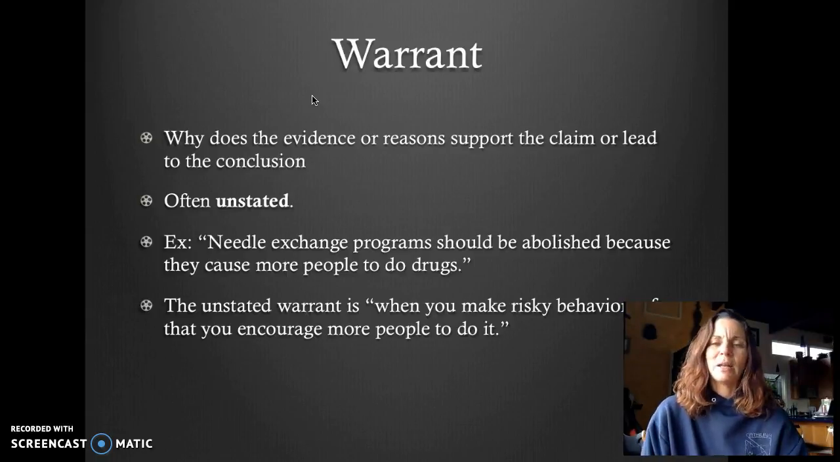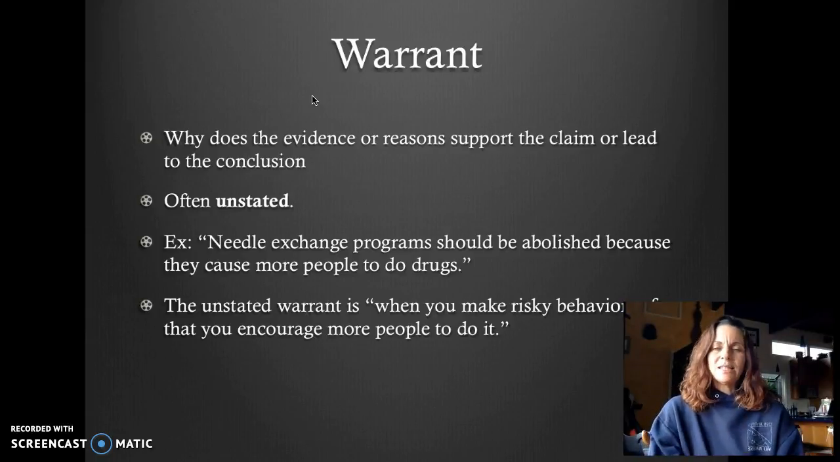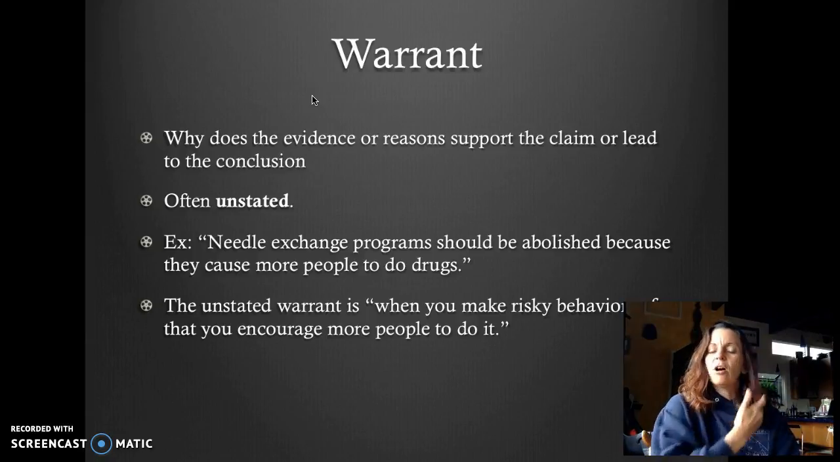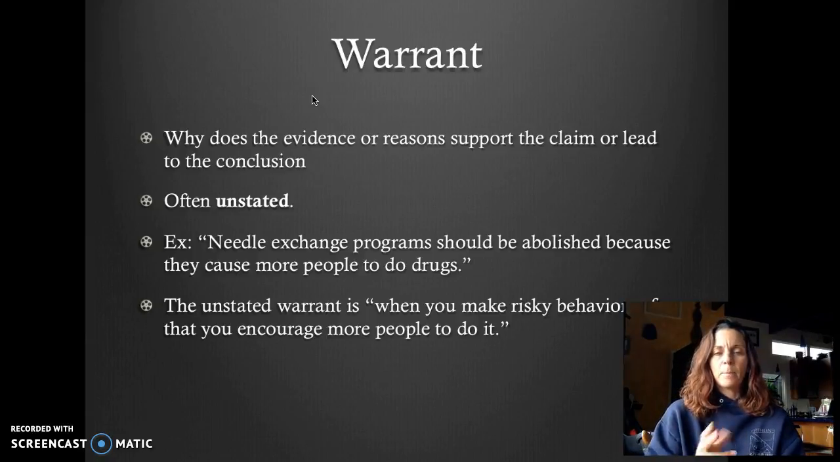Okay, what's the warrant? This one sounds funny, but the warrant is normally unstated, and I can best show it to you through example. So for instance, I'm giving this case because this is a really common argument or claim. Needle exchange programs, I'm not sure if you know what those are, but basically when communities are trying to get rid of heroin drug use in particular, or needle drug use, one of the reasons they try to help is there's a lot of deaths that occur from needle drug infection and sharing needles. And this is normally among the homeless population and among drug users.